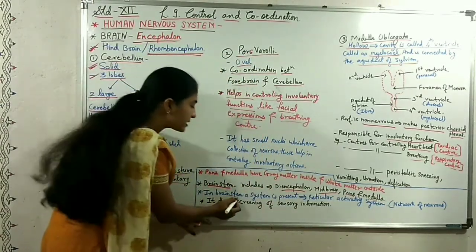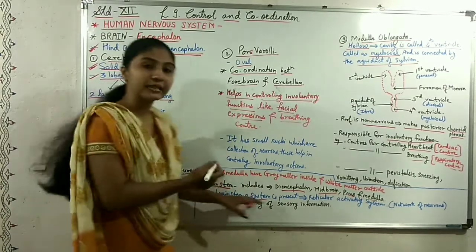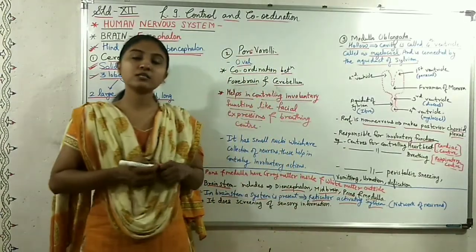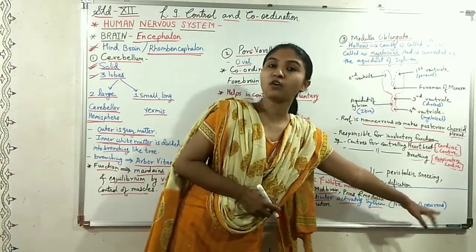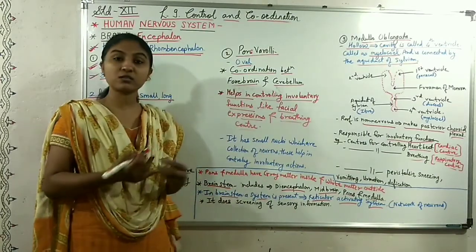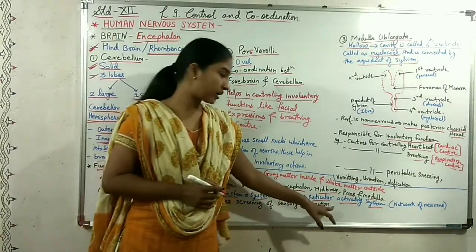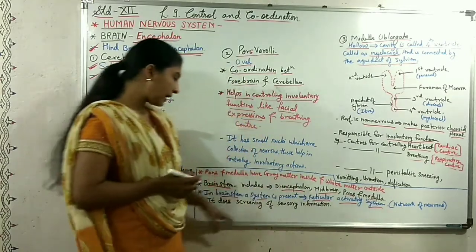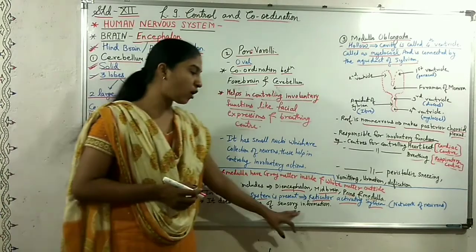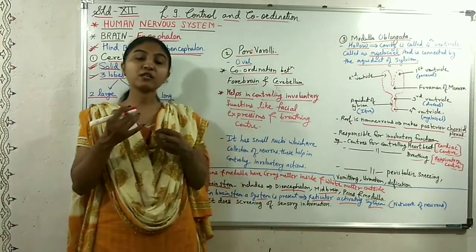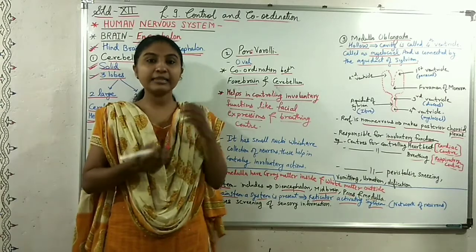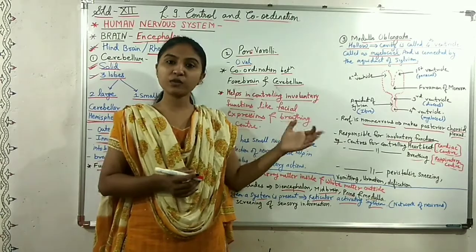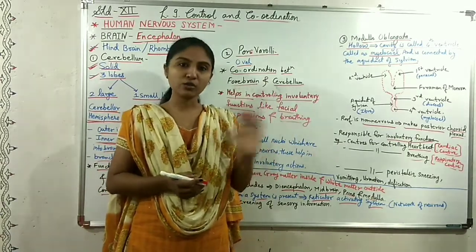In the brain stem, a system is present, called the reticular activating system. This system is a network of neurons, and it does the screening of sensory information. Whatever sensory information is collected is screened here and then transferred further to the other parts of the brain.